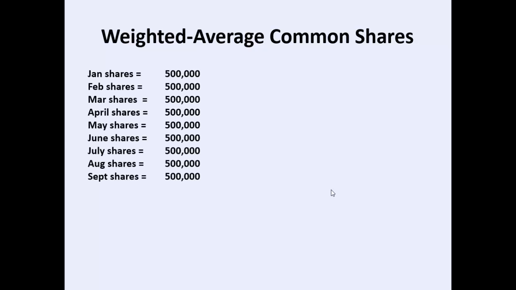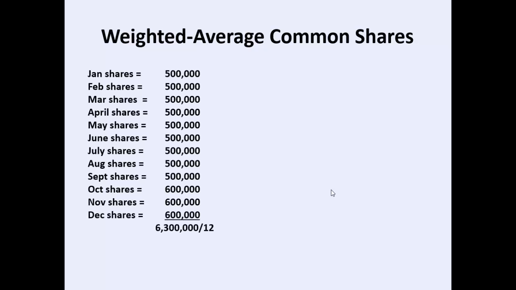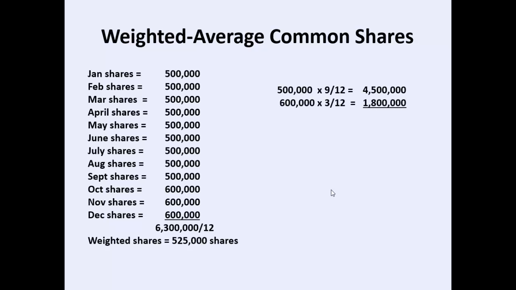Let's say in January you had 500,000 shares outstanding. Same amount through September, and then in October you issued another 100,000. So it's the outstanding shares. So if you total that up, divide that by 12. Another way to do the math is to just take the 500,000 times 9 months plus the 600,000 times 3 months, add that together, divide it by 12. That is your weighted average.